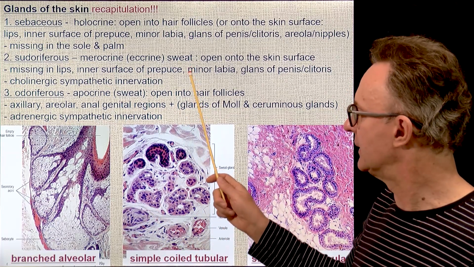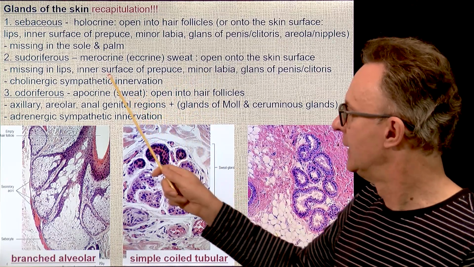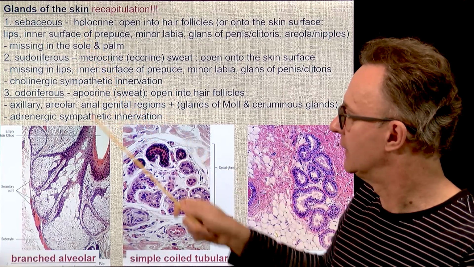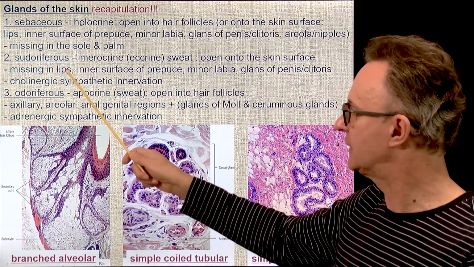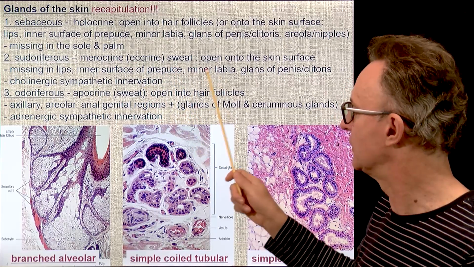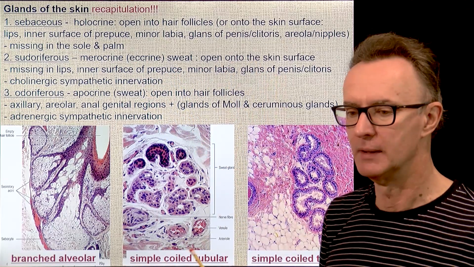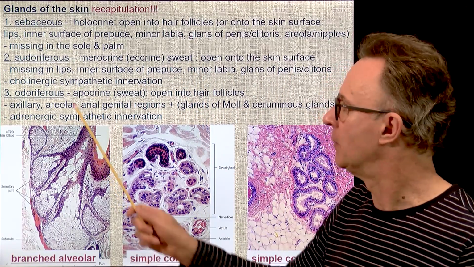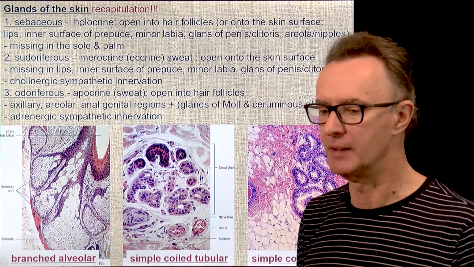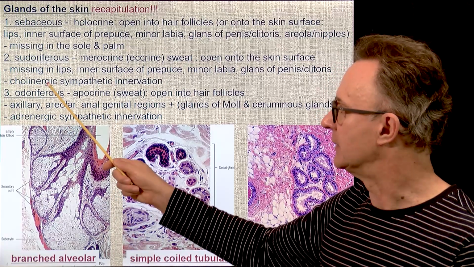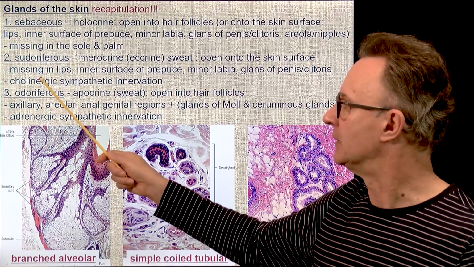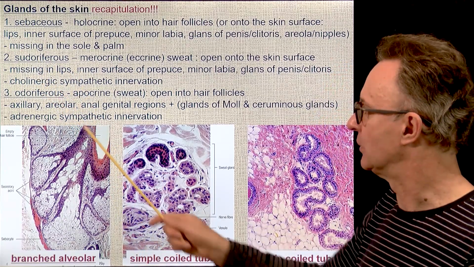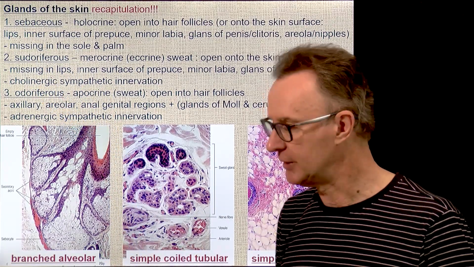But in some cases, these glands are missing. Again, these are basically those areas where we have sebaceous glands with no hair follicles, so lips, inner surface of the prepuce, minor labium, glans of the penis or clitoris. And the innervation is sympathetic, but in this case we have a very unique neurotransmitter. This is not the norepinephrine, which is general for the sympathetic nervous system. Here we have acetylcholine, so that's why it's cholinergic sympathetic innervation.